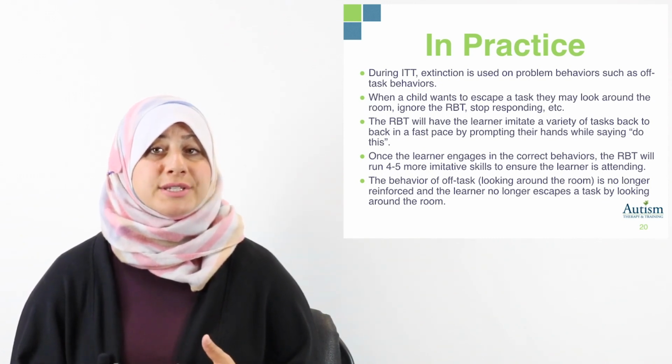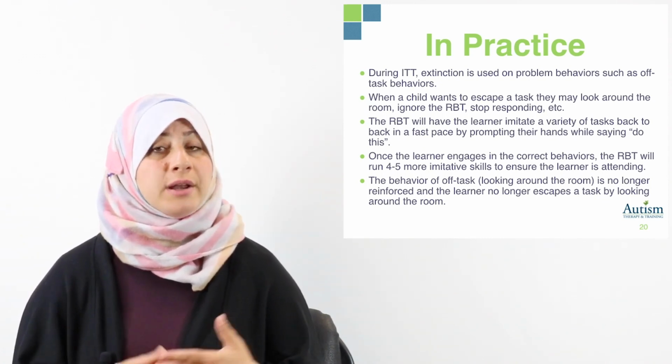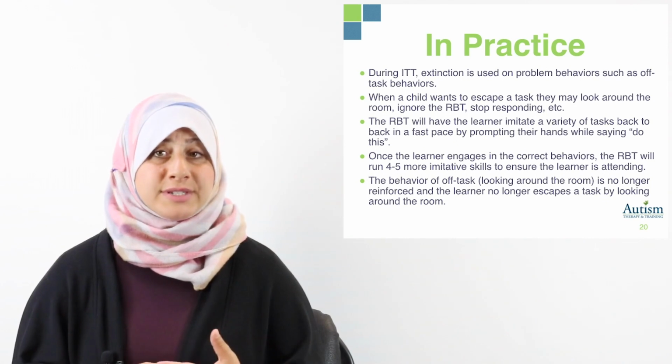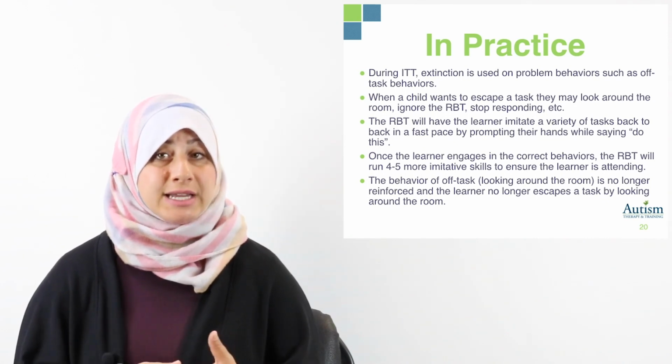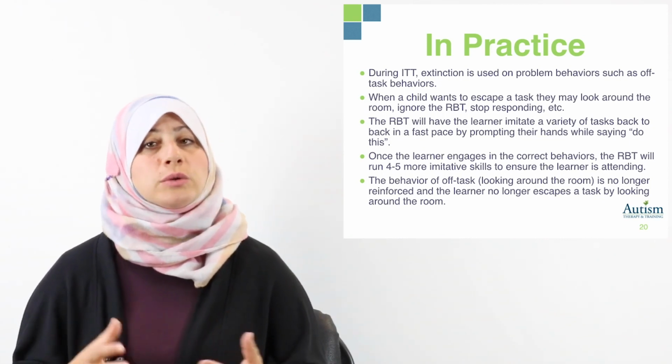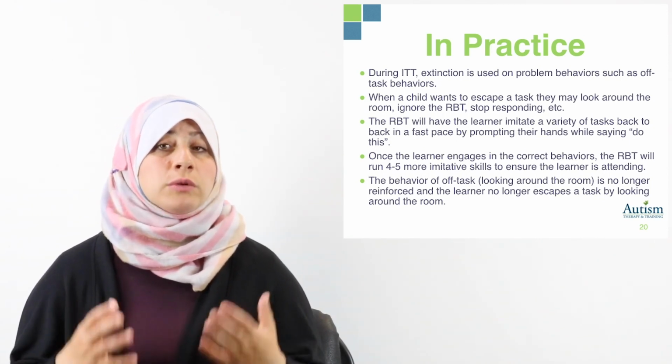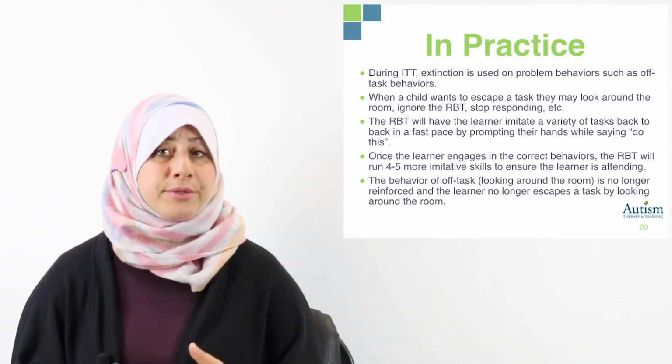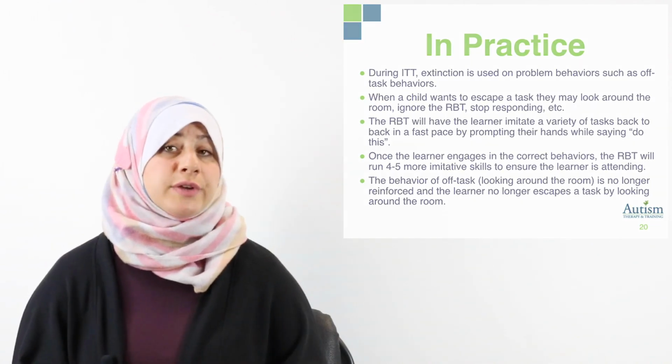Once the learner engages in the correct behaviors, the RBT will run about 4 to 5 more imitative skills to ensure that the learner is attending. The behavior of off-task looking around the room is no longer reinforced, and the learner no longer escapes a task by looking around the room. Let's watch this video here.